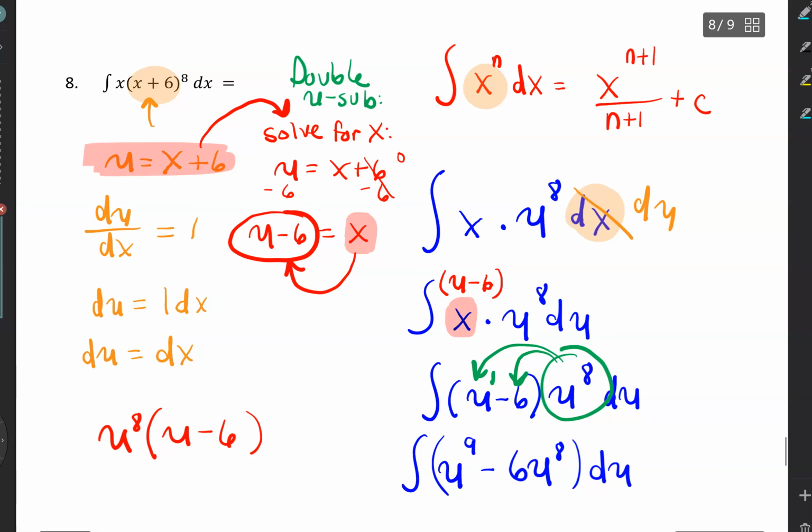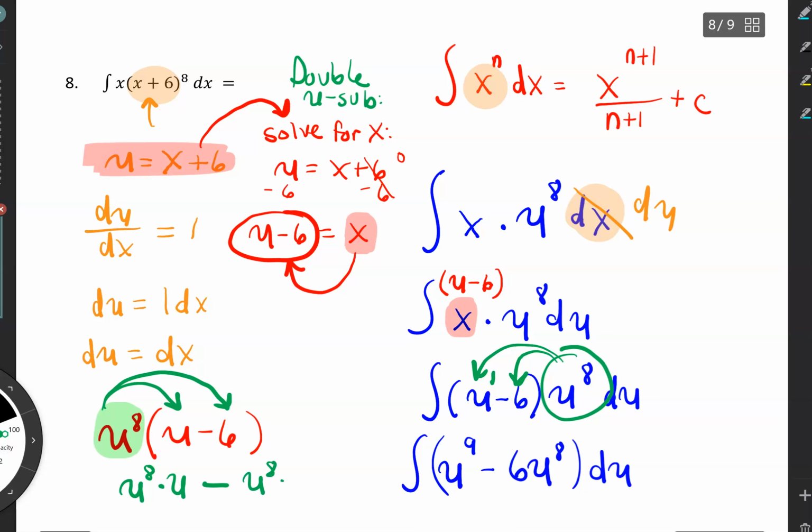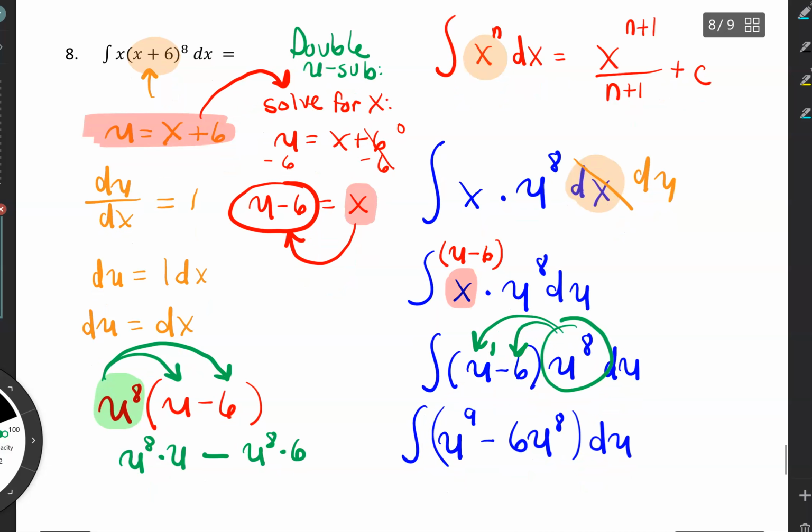When I'm distributing a monomial into a binomial, what's happening is distribution is a form of multiplication. So this is technically u to the 8th times u minus, then I distribute it to the second term. That's technically going to be like u to the 8th times 6, right? It's just multiplication. But we have a rule in algebra that says if your bases are the same, so see how they're both u's, you just add the exponents. So you keep the base the same and you add those exponents together.